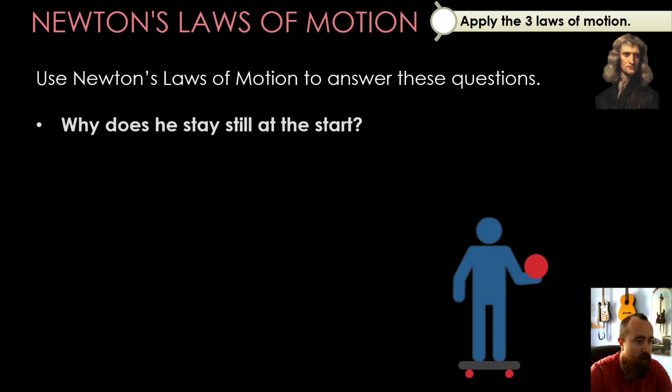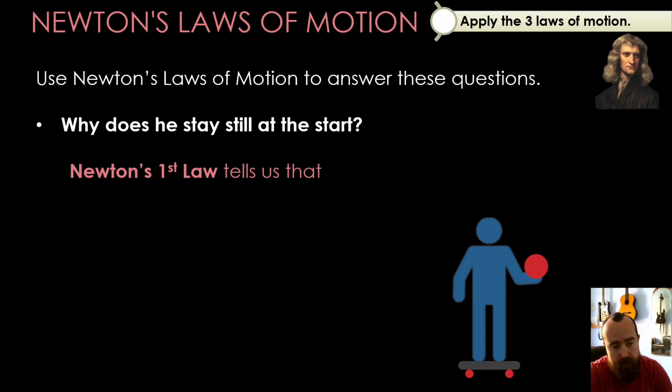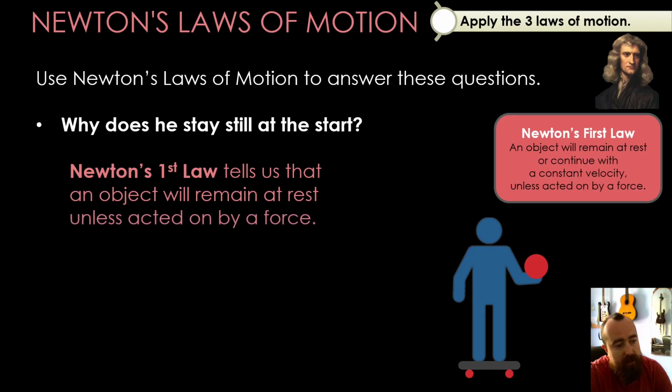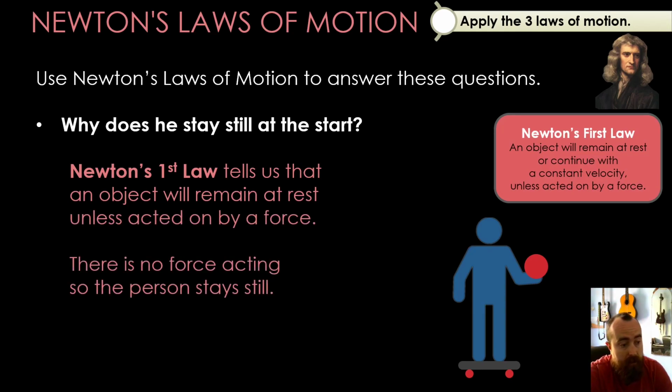First question, why does he stay still at the start? Well, Newton's first law tells us that an object will remain at rest unless acted on by a force. And because there is no force acting on him, the person is going to stay still. He's going to remain at rest, he's going to remain stationary. He is not having a force acting on him. Newton's first law tells us he's just going to stay still.